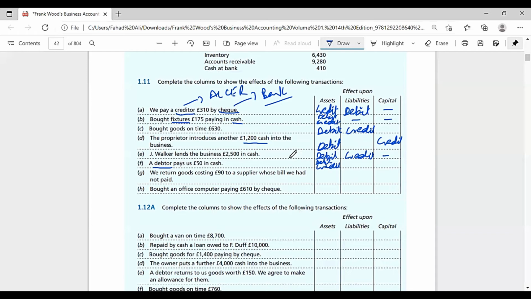But go for another logic. A debtor pays us 15 cash. So cash is coming, cash debit and debtor credit. That's it. So both are assets. So I have recorded debit and credit both.